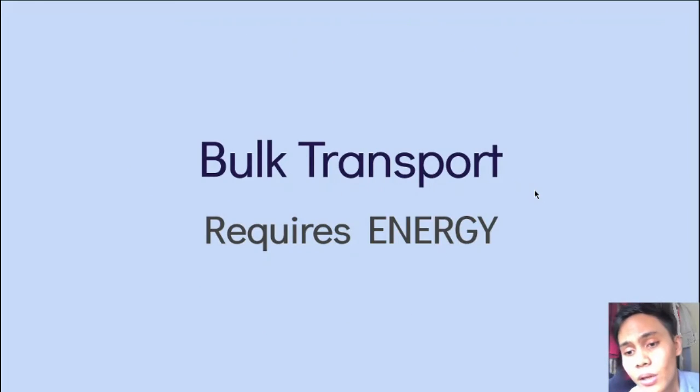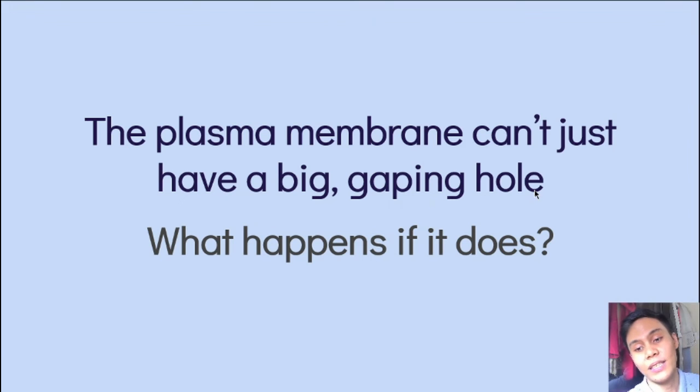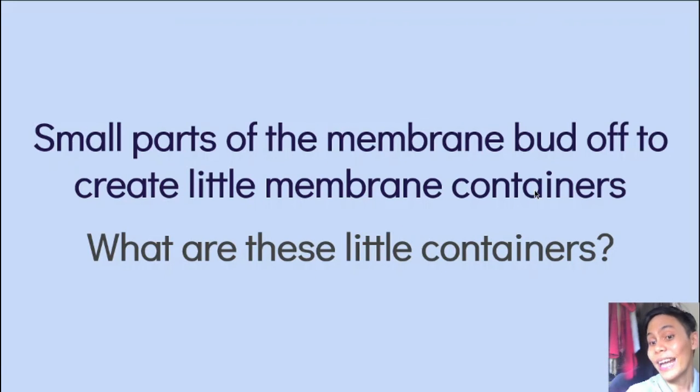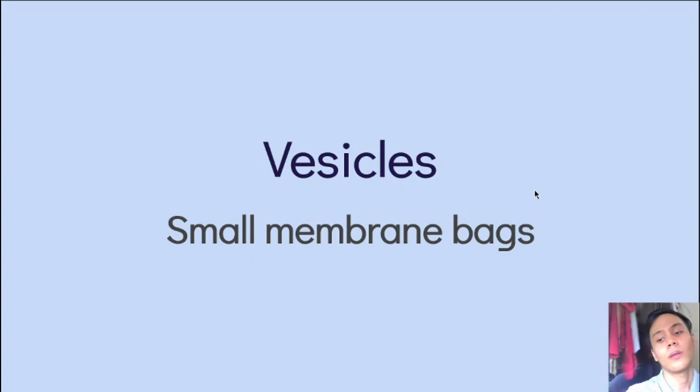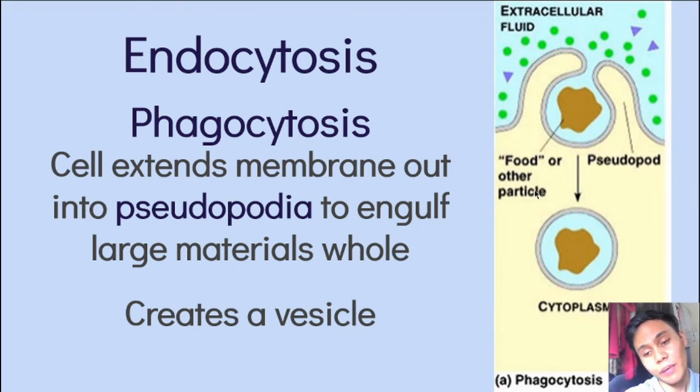All right. So bulk transport also requires energy because of all the stuff that's happening. The plasma membrane can't just have a big gaping hole because that is the definition of lysis. So what happens is that small parts of the membrane bud off to create vesicles, and it leaves no holes. It just buds off in a way that closes the hole as it buds off. These little containers are vesicles. Again, your vesicles are small membrane bags.